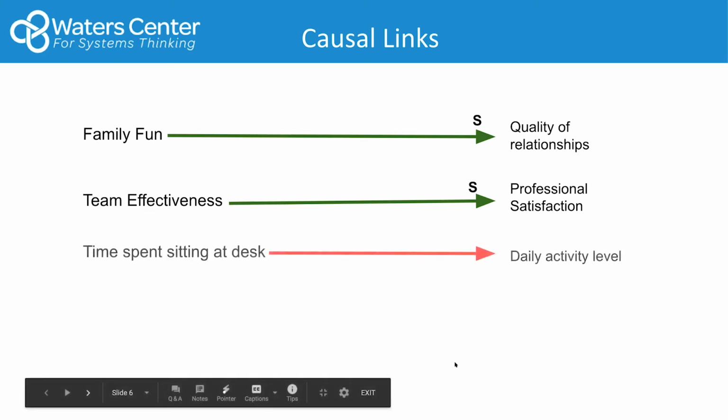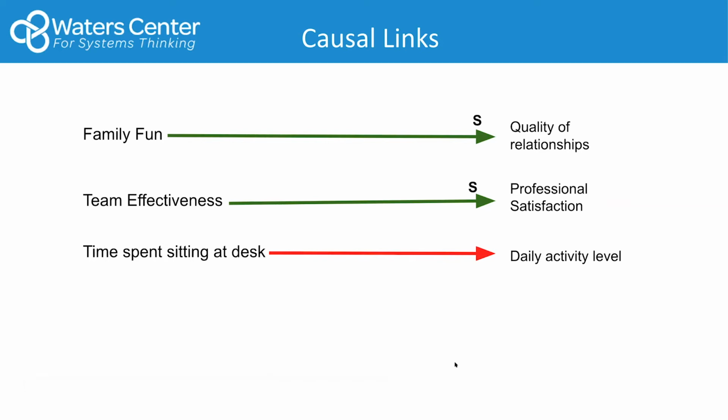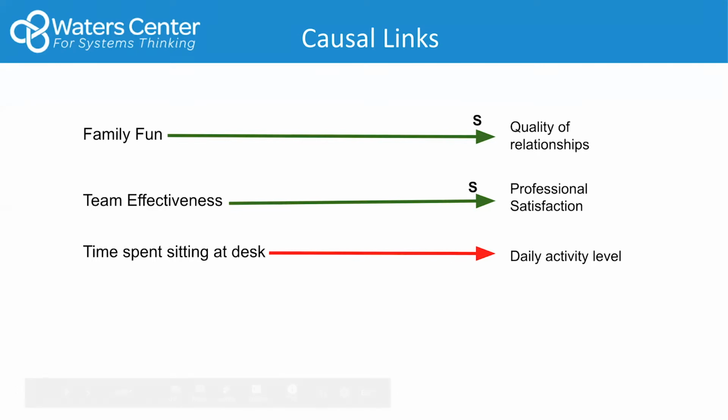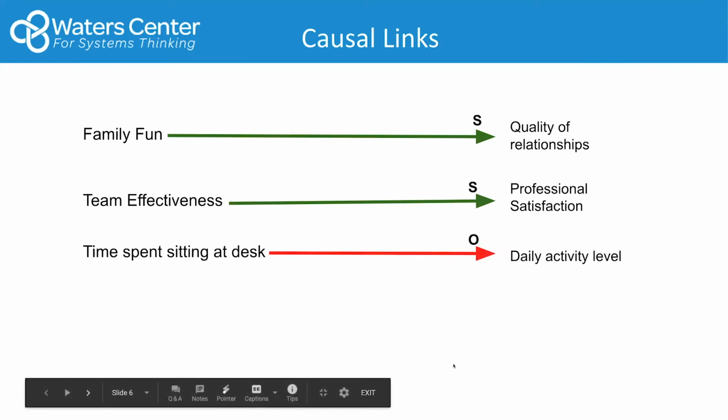The next one, we have time spent sitting at a desk, which lately has been quite a bit, which can have an opposite causal link to daily activity. So as time spent sitting at a desk goes up, daily activity level would go down, meaning that that would have an O, or opposite, as a possible label to that loop.